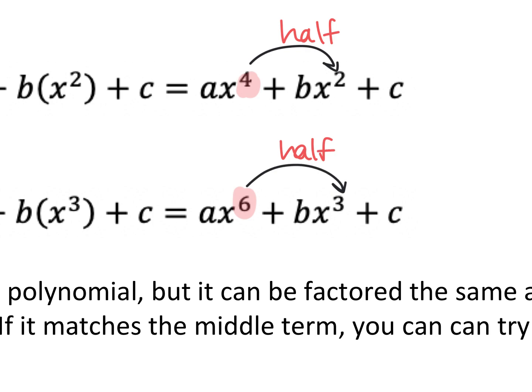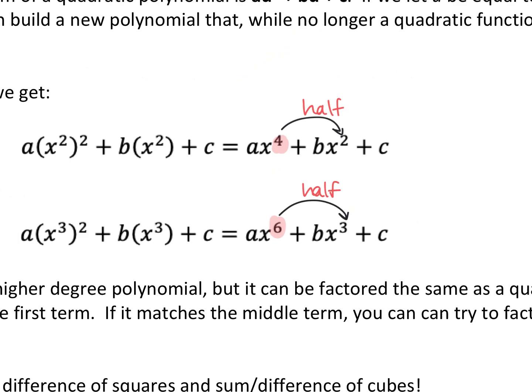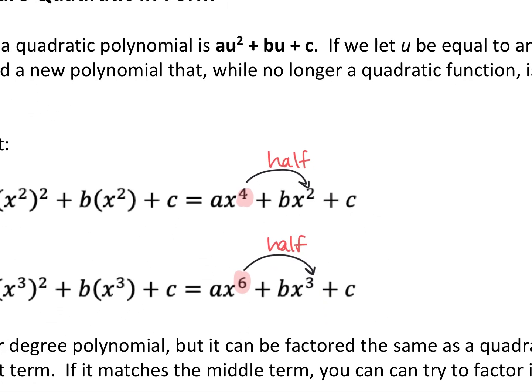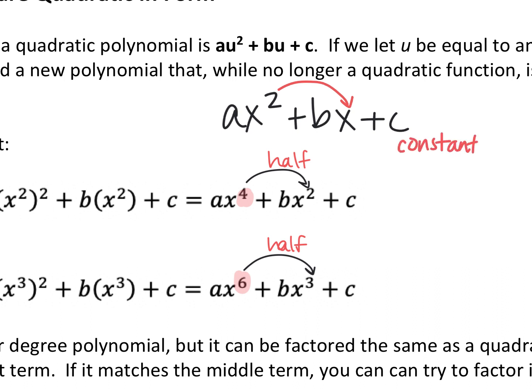So 4 divided by 2 is 2, 6 divided by 2 is 3, because in quadratic form, when we have ax squared plus bx plus c, you have half here, and then this is a constant at the end. So that's what we're looking for.